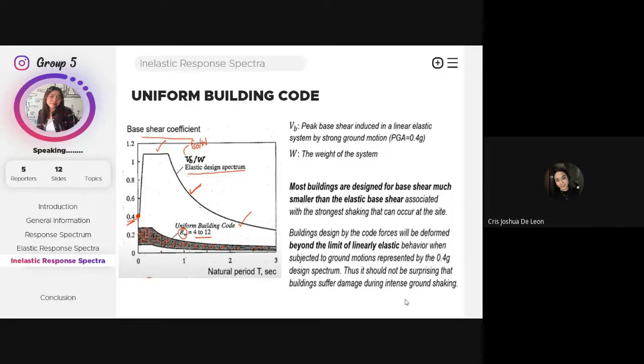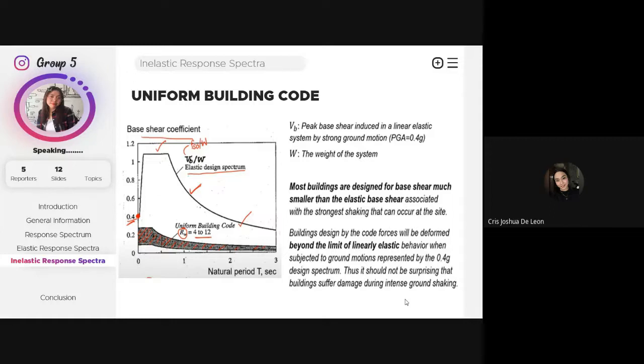So the solid black line represents the strongest shaking that can occur at the site. But you are not going to design your structure based on this line. You will reduce it, and you will design your structure or provide the base shear capacity of the structure based on a base shear which is far lower than the elastic demand.